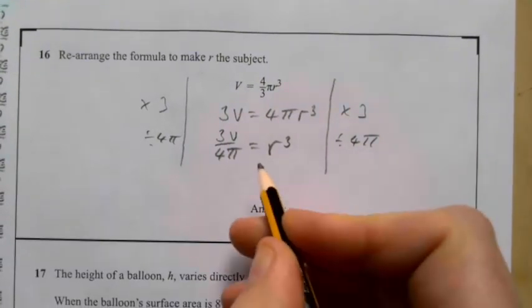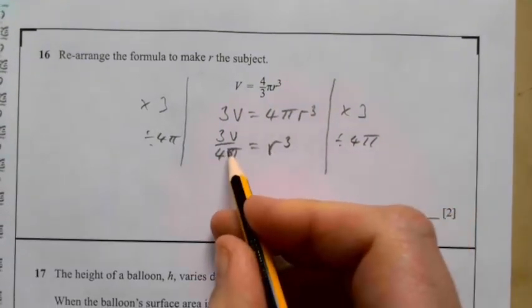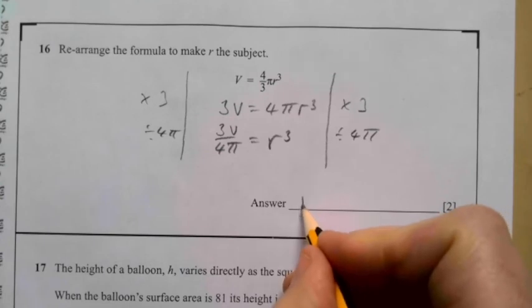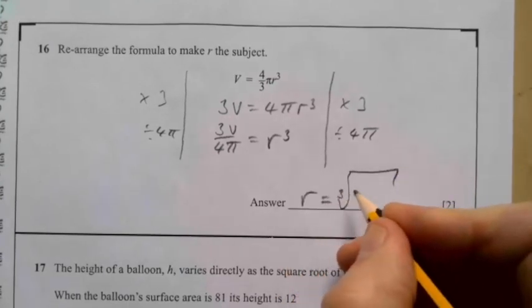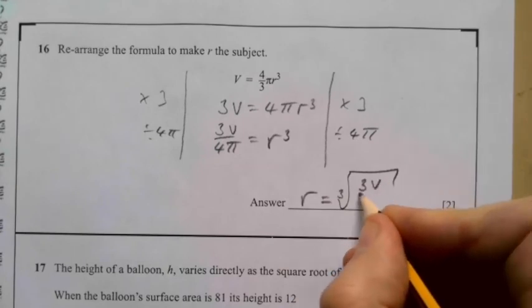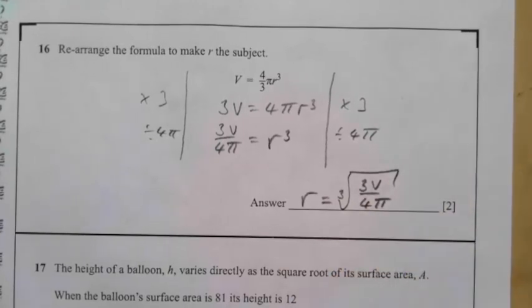And if we have r cubed, how do we get r on its own? We've got to take the cube root. So that's us then, really. R equals the cube root of 3V all over 4 pi.